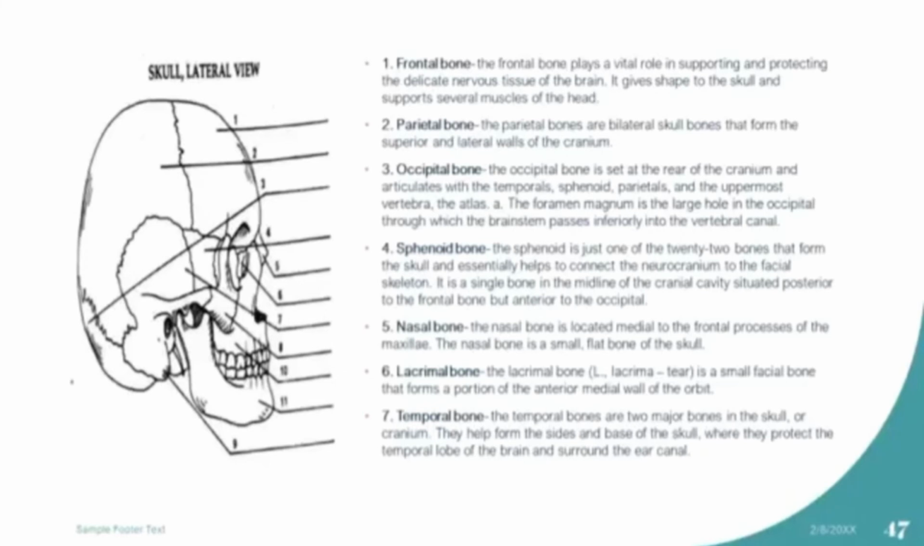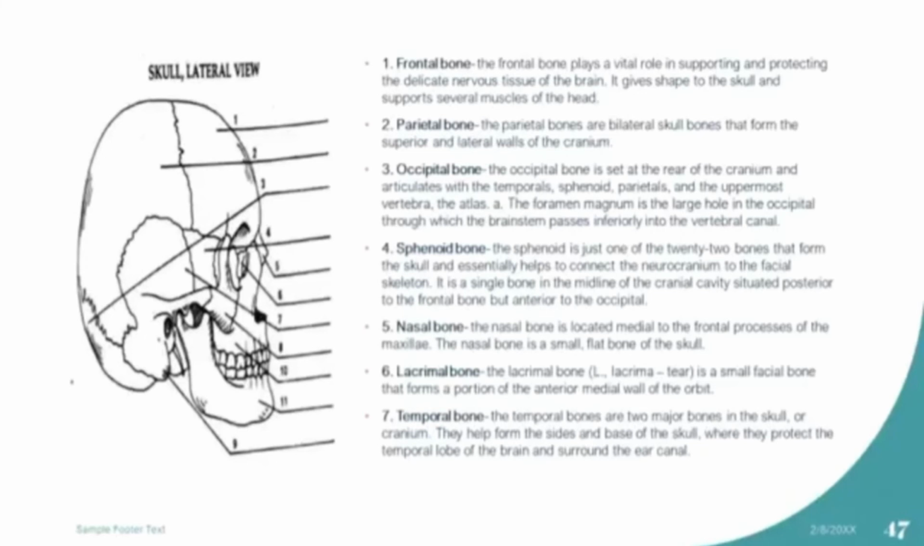3. Occipital bone. The occipital bone is set at the rear of the cranium and articulates with the temporals, sphenoid, parietals, and the uppermost vertebra, the atlas. The foramen magnum is the large hole in the occipital through which the brainstem passes superiorly into the vertebral canal.